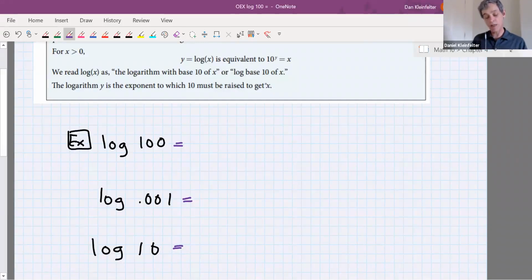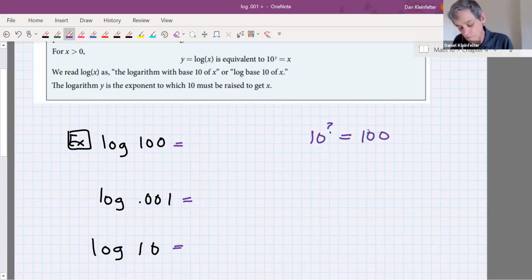Okay, so here let's just try it. The logarithm of 100. This is going to answer the question, what power do I raise 10 to get 100? So you're going to square 10, right? So log base 10 of 100 is going to be 2. Okay, the common logarithm of 0.001, which is 1 over 1,000, right?